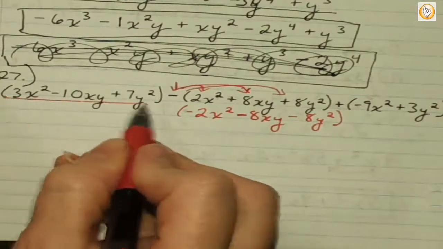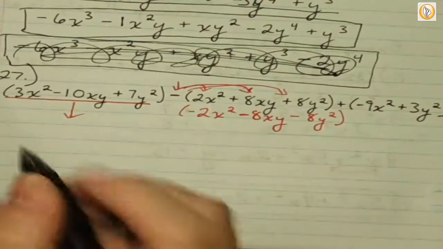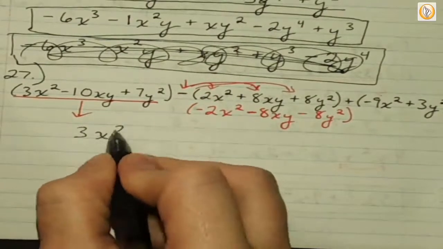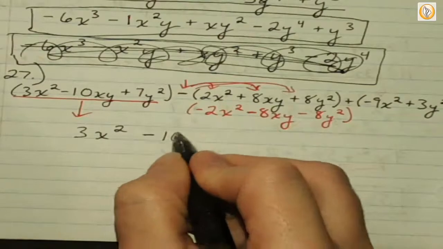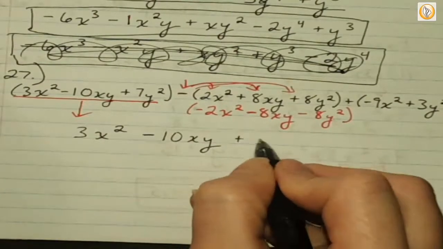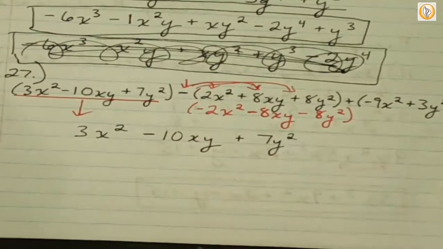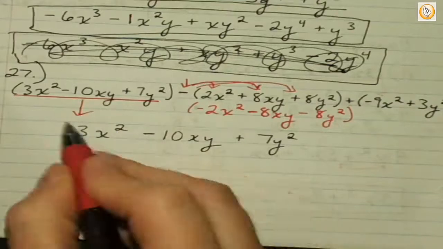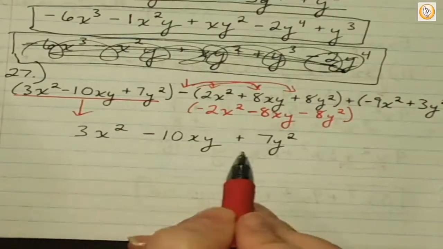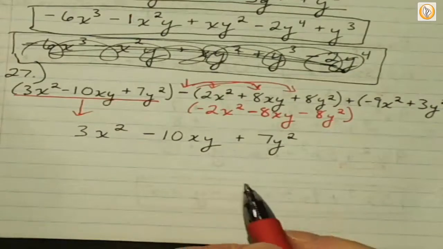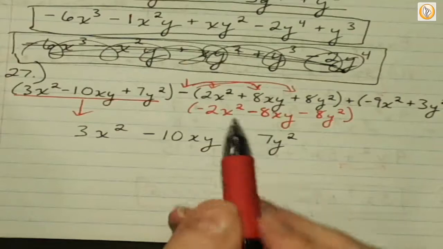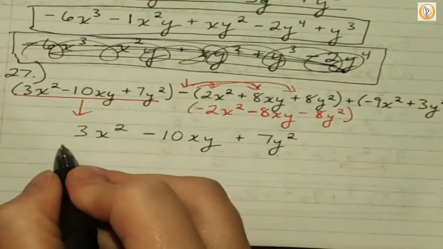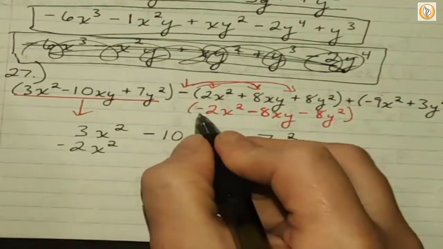Okay, so I'm going to write my first polynomial. I have, and make sure you have space, 3x squared minus 10xy plus 7y squared. So I'm writing my first polynomial. Do y'all understand what I just did? Okay, once you have this written down, where does the negative 2x squared go? Underneath the 3x squared. And I'm crossing it out.